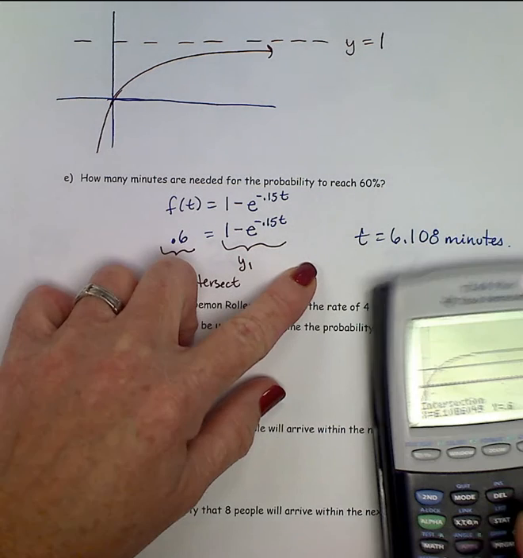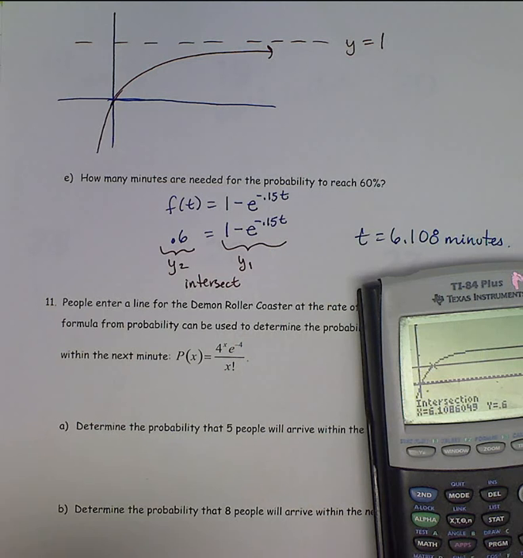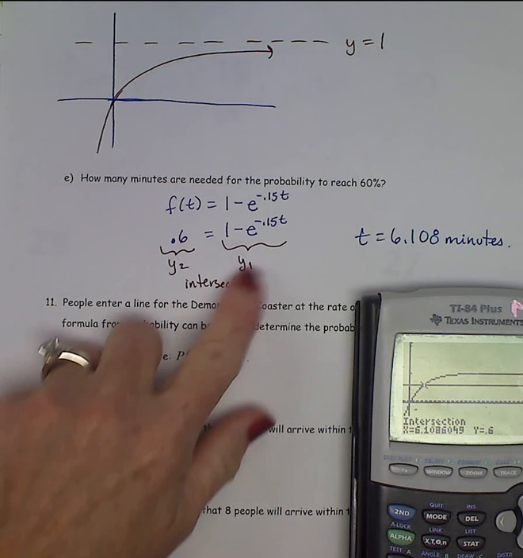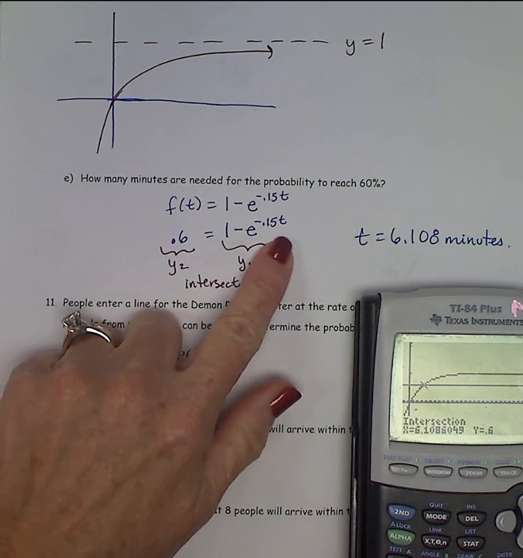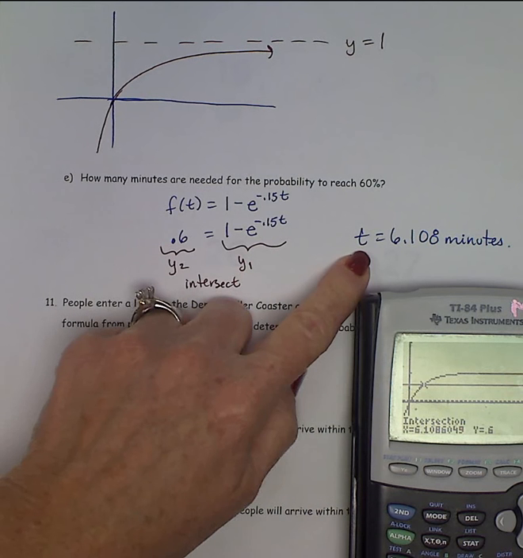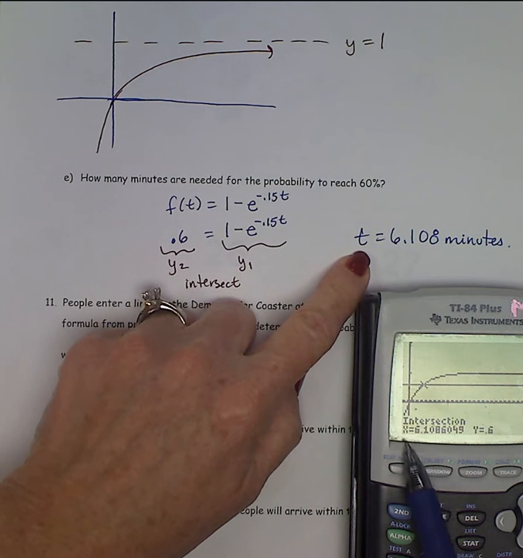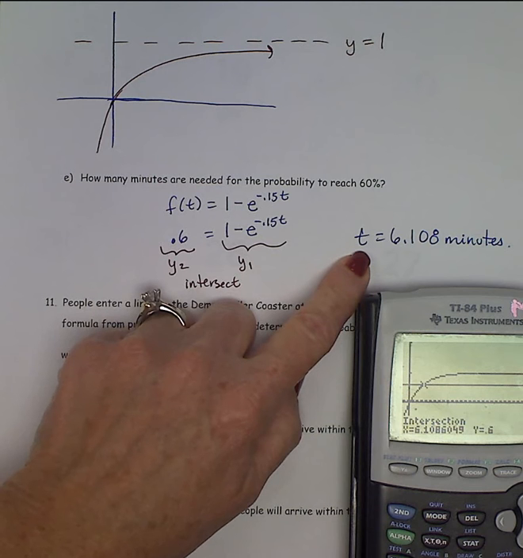Okay. Notice my answer is not an ordered pair. There's only a t in the equation. So when I give my answer, I'm just giving the t value, in this case x, because that's what I used for t, not the ordered pair.